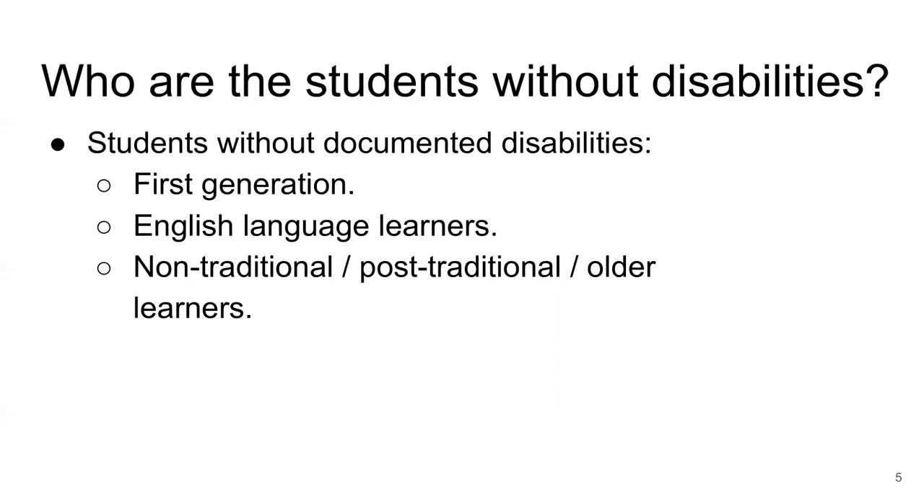And so that's the last bullet point, the non-traditional, post-traditional, or older learners. And in online education, there's a lot of older students, a lot of students who are not as comfortable with technology, a lot of students for whom finding time to study may be more challenging. So when we're talking about course inclusion, we're talking about everybody who may be in the classroom.